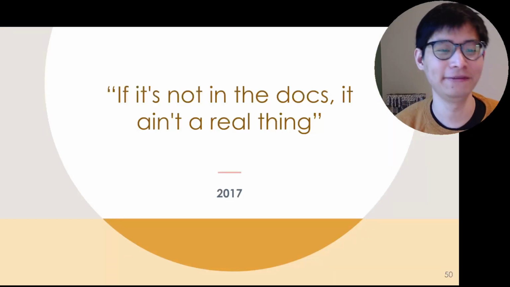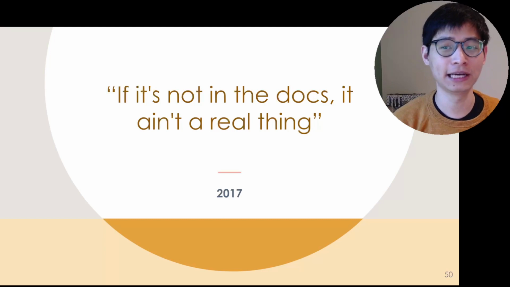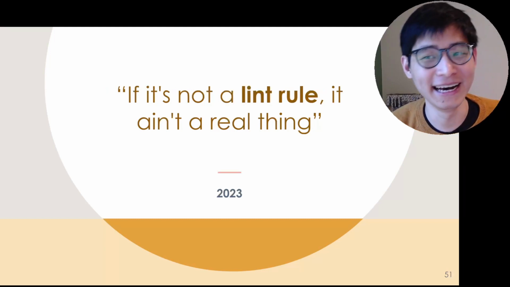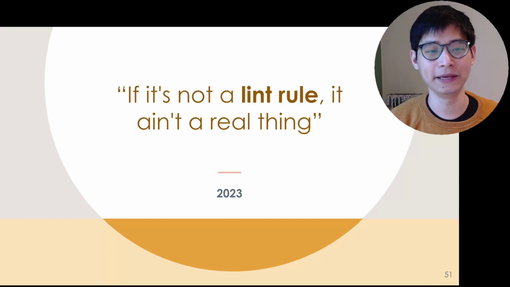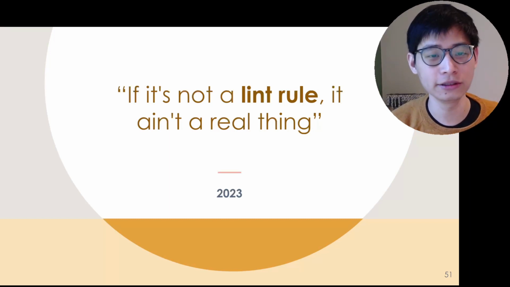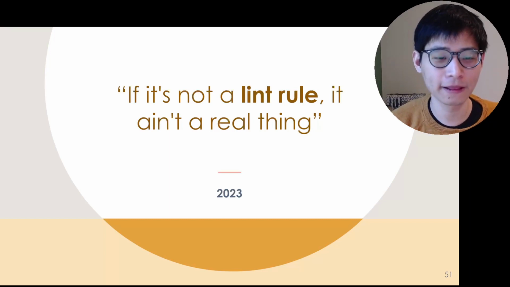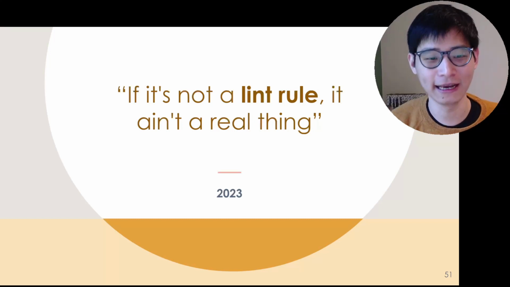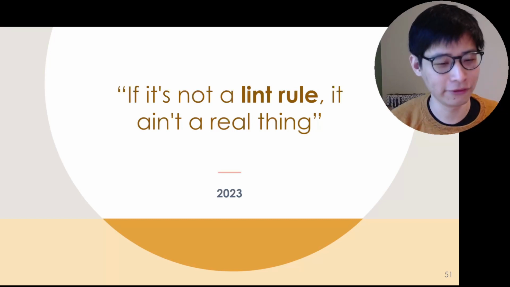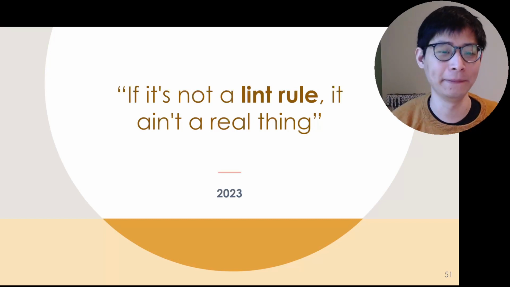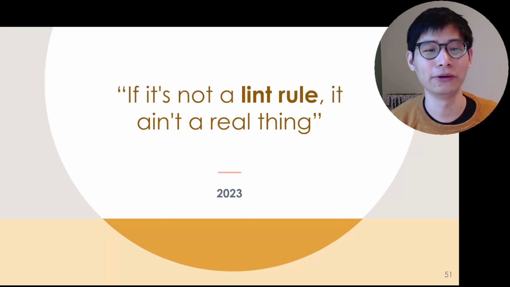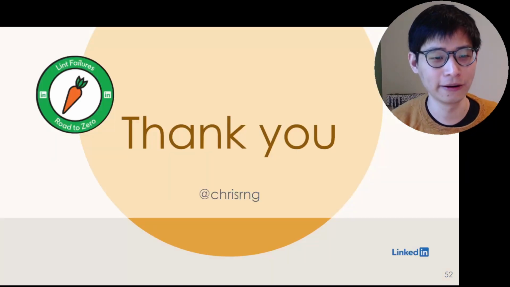So back in 2017, we had a saying: if it's not in docs, it's not a real thing. Now, if it's not a lint rule, then it's not a real thing, because it's so hard to make everyone read the docs, make sure every last person reads the docs, and then enforce it at the same time. This is what computers are good for, this is what lint rules are good for.